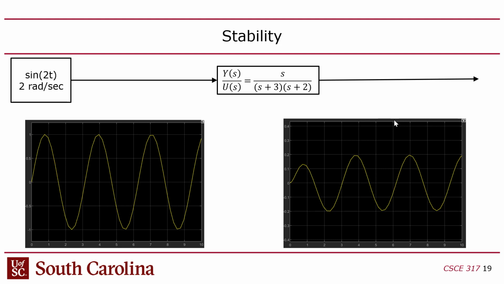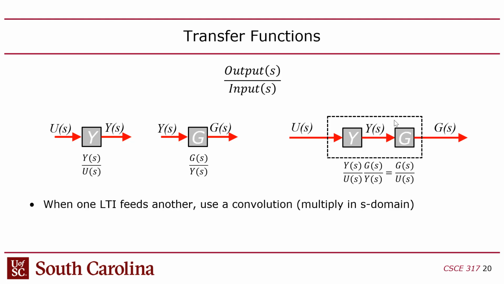If I hit it with sine 2t, a 2 radians per second sine wave, I get a sine wave out. Notice that the magnitude has changed, right? Because I gave it an amplitude of 1, and on the output it's 0.2. But the phase and the frequency didn't change. The frequency can't change. The phase could have, but it didn't because the poles didn't have an imaginary component. Is everyone with me so far? Does that make sense?